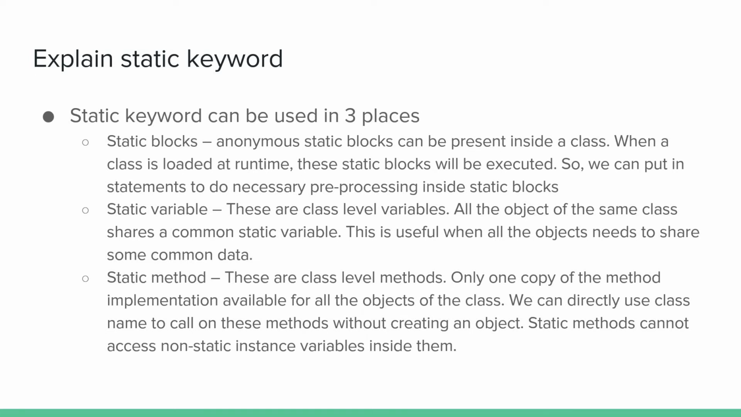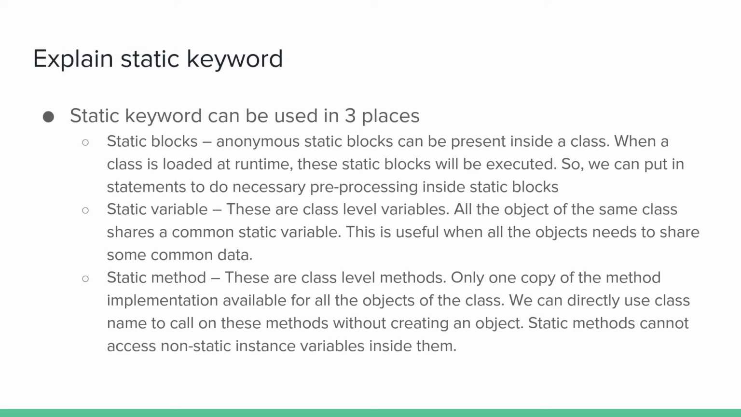Explain the static keyword and where they can be used. We have three places where it can be used: static block, static variable, static method. The static blocks are anonymous blocks that can be present inside a class. When a class is loaded at runtime, I repeat, runtime, these static blocks will be executed. So we can put in statements that do necessary pre-processing inside the static blocks.